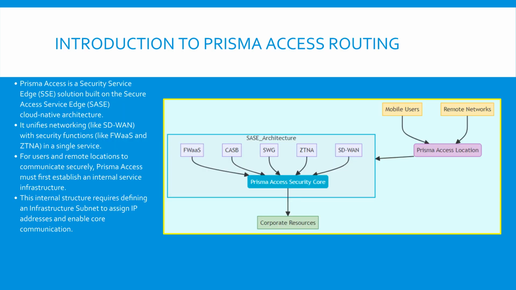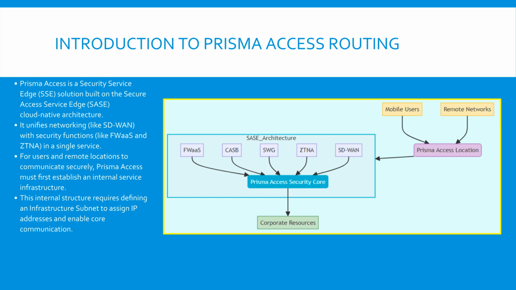Prisma Access is a cloud-native security service edge solution, which delivers top-tier security features like advanced URL filtering and threat prevention. It's fundamentally built on the Secure Access Service Edge architecture, combining networking like SD-WAN with security functions. For all your users and branch offices, known as remote networks, to securely talk to each other and your internal data centers, Prisma Access needs an internal system. This is called the internal service infrastructure.